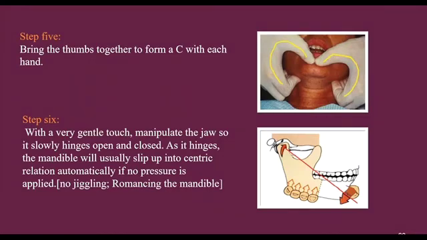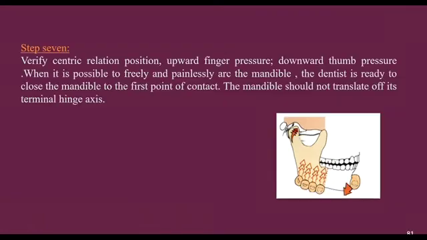Step 5, bring the thumbs together to form a C with each hand as shown in the picture. The thumbs should fit the notch above the symphysis. No pressure should be applied at this time. All movements should be made gently. Step 6, with a very gentle touch, manipulate the jaw so that it slowly hinges open and closed. As it hinges, the mandible will usually slip up into centric relation automatically if no pressure is applied. No jiggling is done, and this particular procedure is known as romancing the mandible.